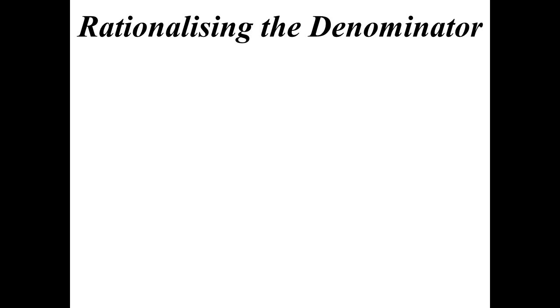The specific situation of rationalising the denominator with surds. So the simplest one was where we have a single surd on the bottom, in this case the square root of 2. And we want to make it a rational number, and obviously square root of 2 is not rational. So how do we do it?